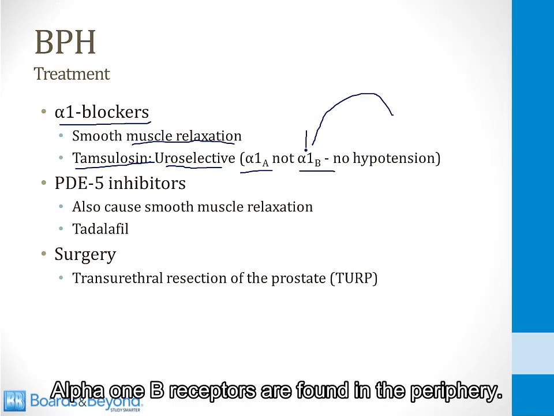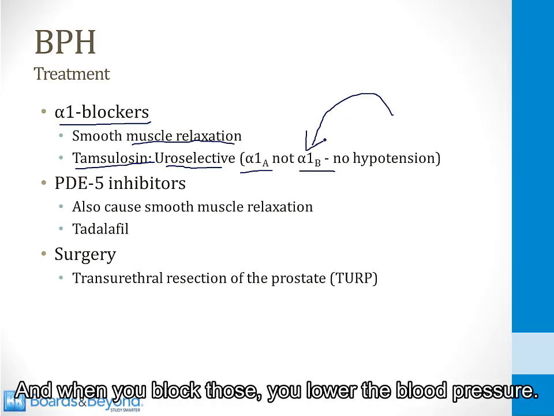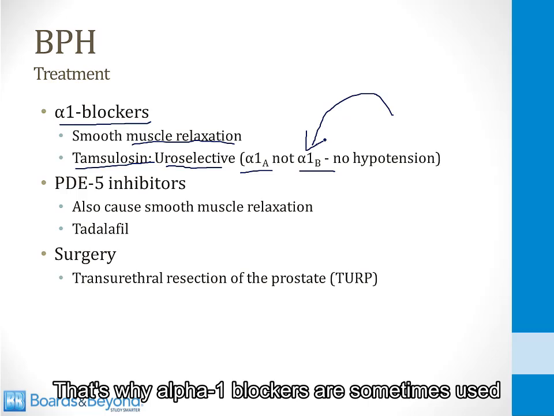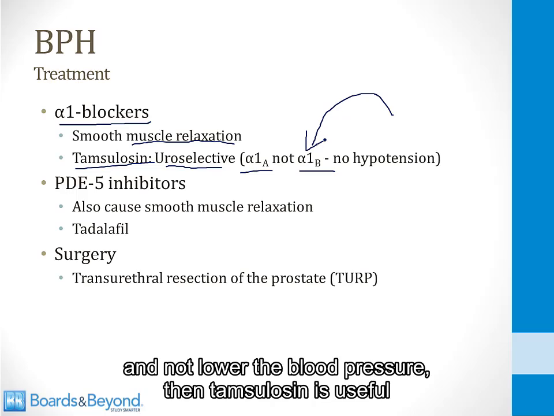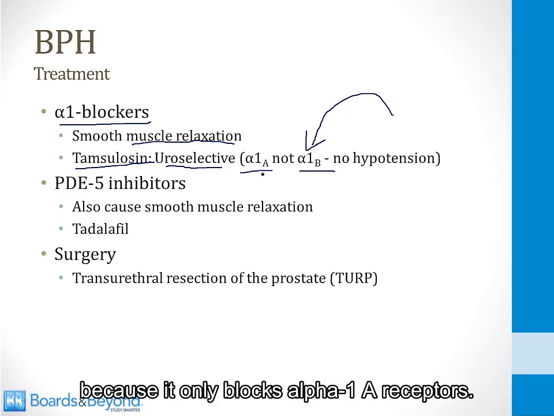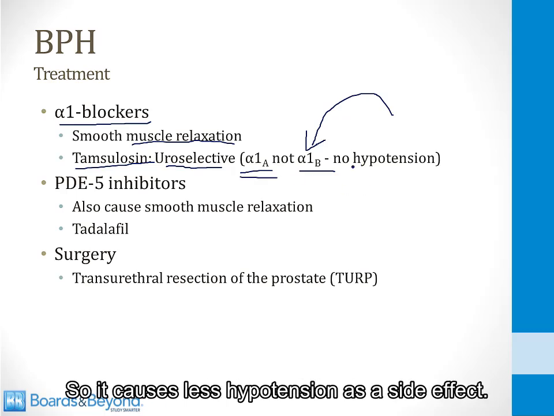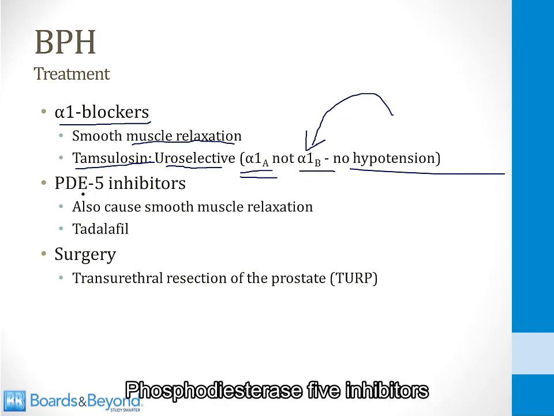Alpha-1B receptors are found in the periphery, and when you block those, you lower the blood pressure. That's why alpha-1 blockers are sometimes used for hypertension. But if you want to treat BPH and not lower the blood pressure, then tamsulosin is useful because it only blocks alpha-1A receptors, so it causes less hypotension as a side effect. Phosphodiesterase 5 inhibitors can also be used in some cases. These drugs are more commonly used to treat erectile dysfunction, but they can be used for BPH.